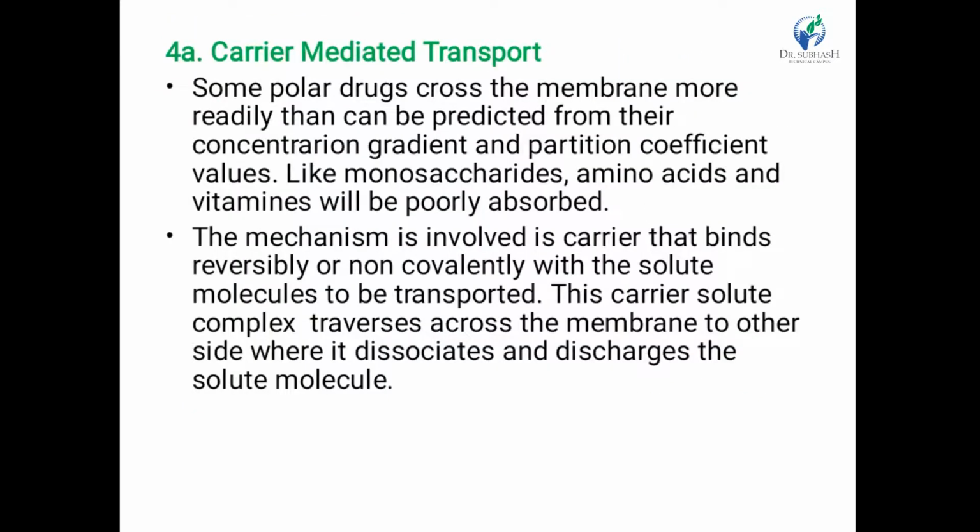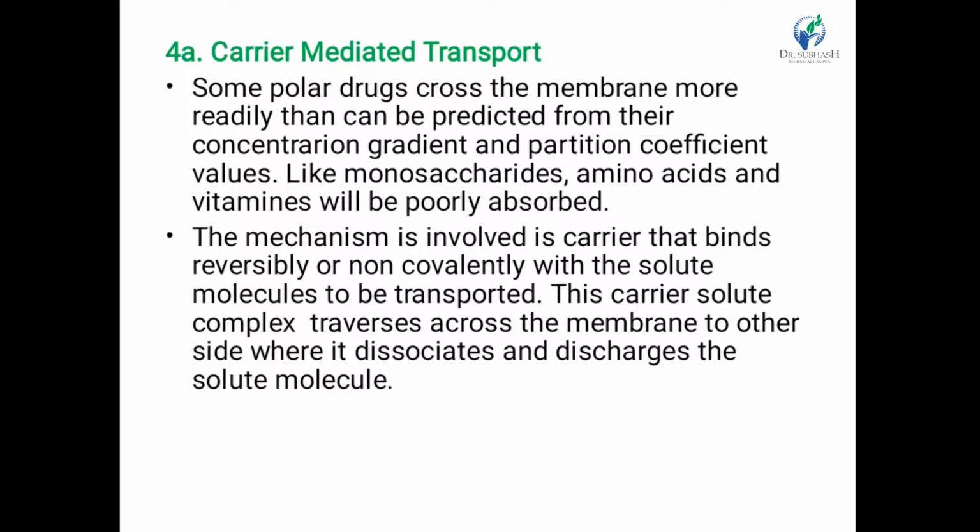Fourth is carrier mediated or facilitated diffusion. Some polar drugs cross the membrane more readily than can be predicted from their concentration gradient and partition coefficient values, like monosaccharides, amino acids, and vitamins, which would otherwise be poorly absorbed. These drugs are polar, and they cross the membrane more readily than we predict.